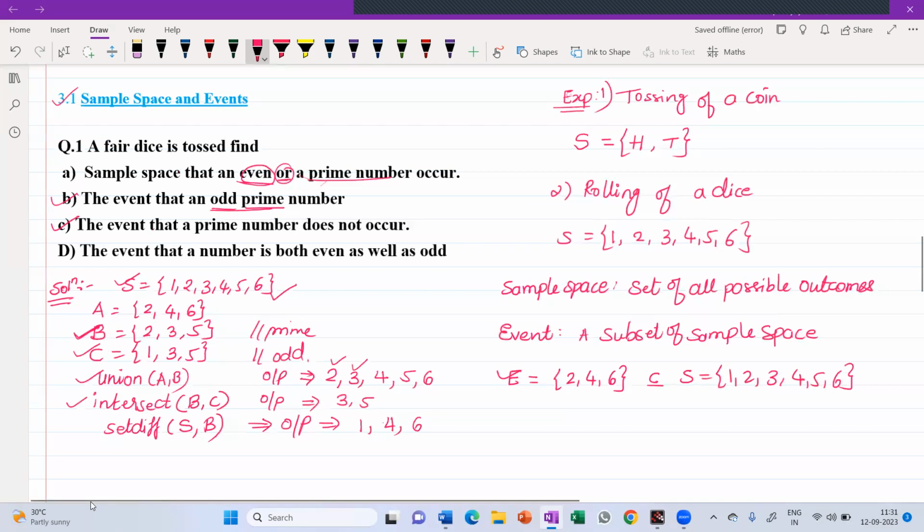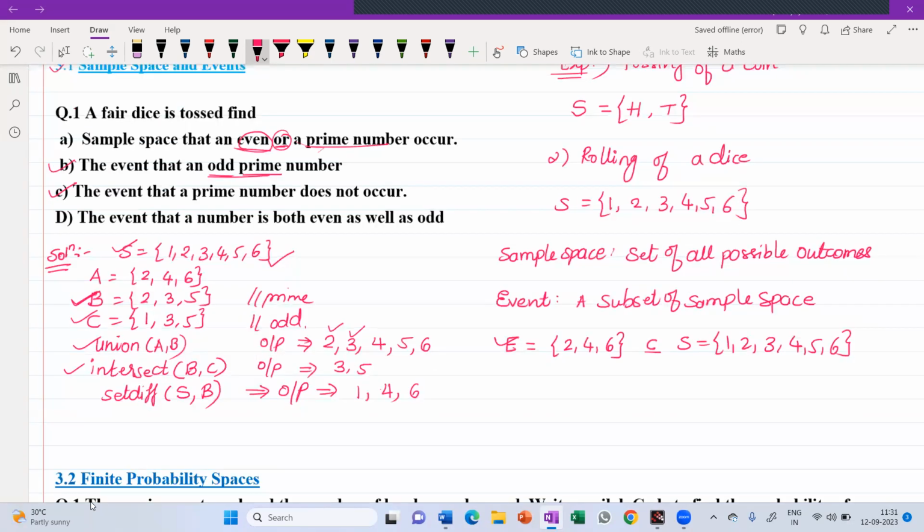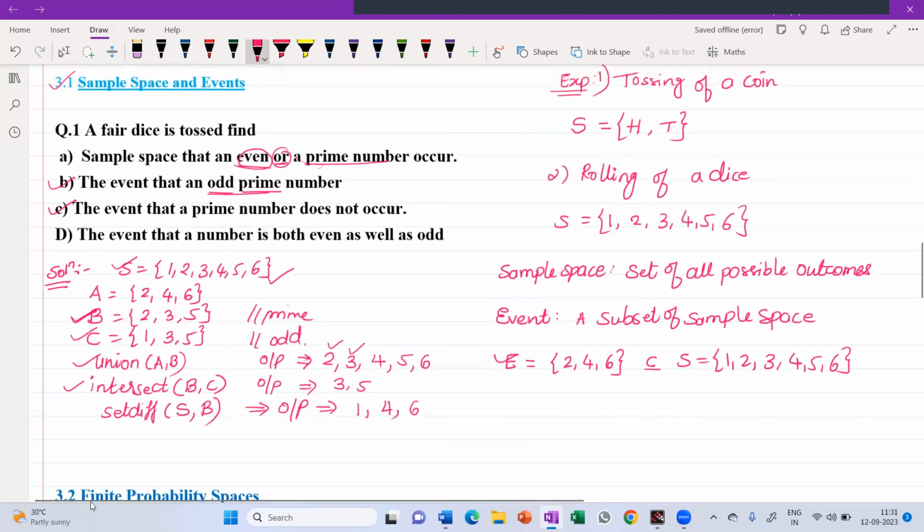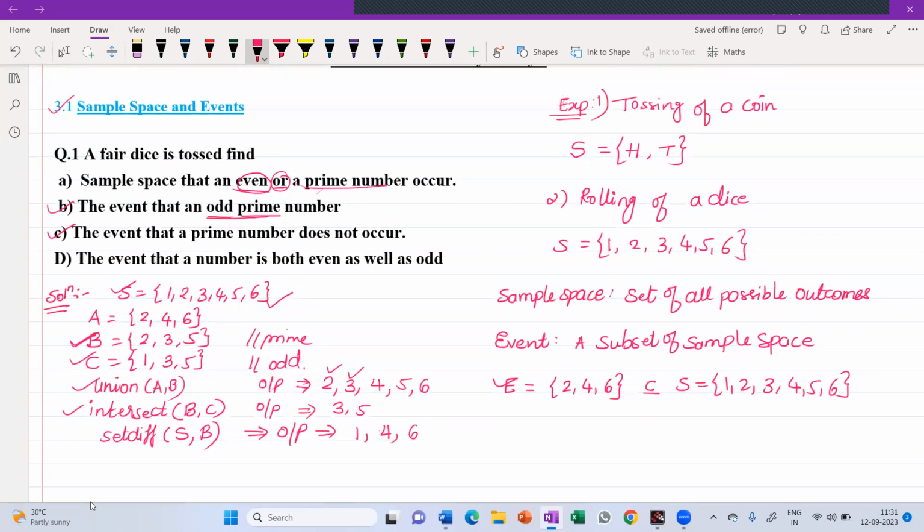Now next, the event that a number is both even as well as odd. Do you know any number which can be both even as well as odd? No, right? So its answer is going to be empty set.